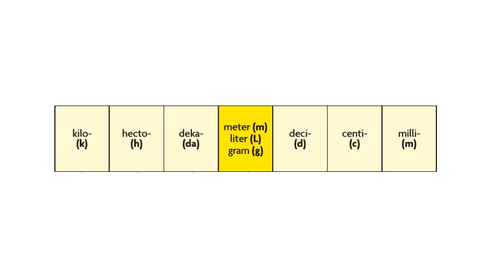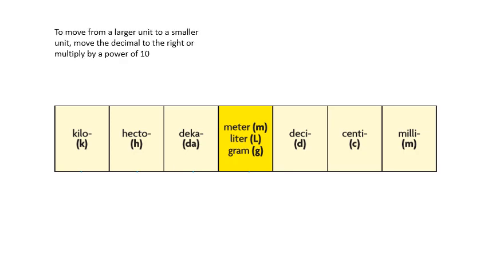Okay, so here we have a metric conversion table, and I have two rules that apply to this conversion table. The first rule says to move from a larger unit to a smaller unit, move the decimal to the right or multiply by a power of 10. So let's assume we have 1, and the measurement we're going to look at is grams. So I'm measuring something that is 1 gram.